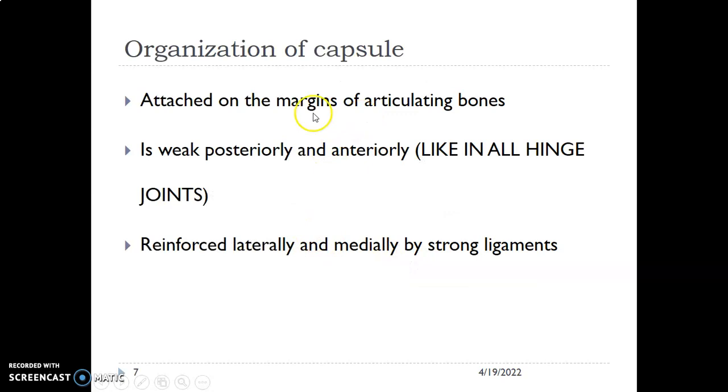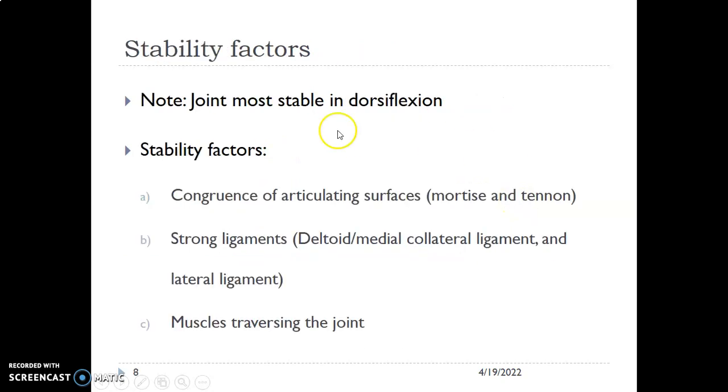So the capsule of the ankle joint is usually attached on the margins of the articulating surfaces. It's weak posteriorly and anteriorly, like in all hinge joints. And this capsule of the joint is reinforced laterally and medially by strong ligaments. Okay, so the joint is more stable in a dorsiflexed position. When you plantar flex, the joint is prone to dislocation. So it's prone to dislocation in a plantar flexed position, and it's more stable in a dorsiflexed position.